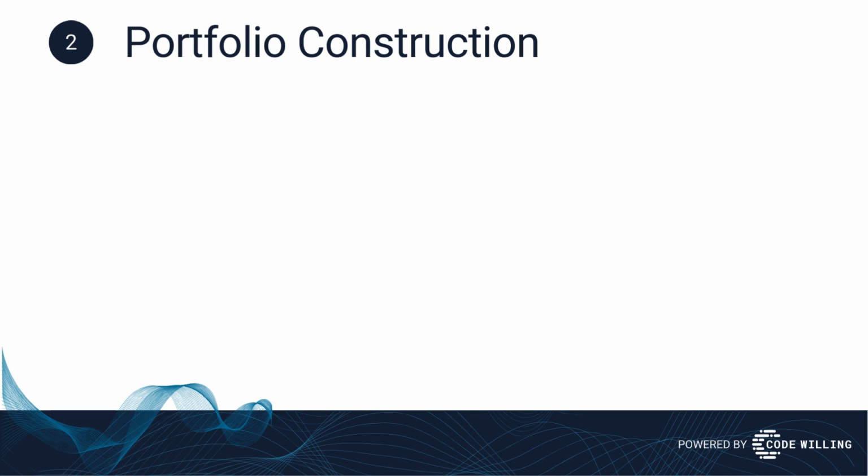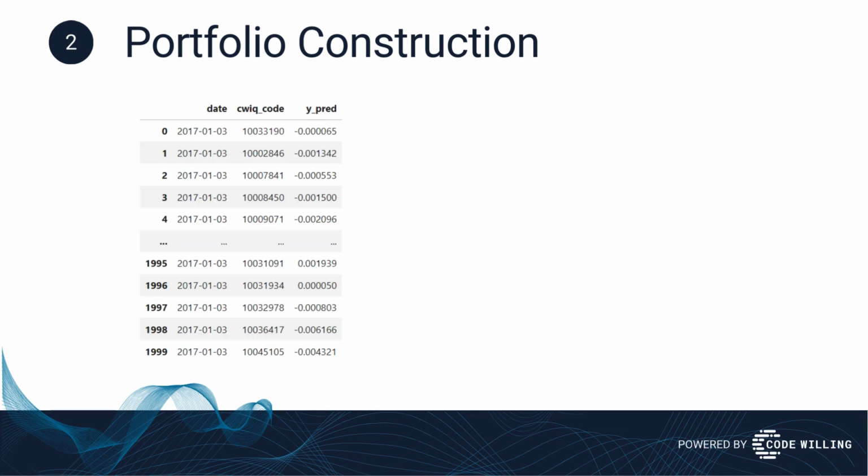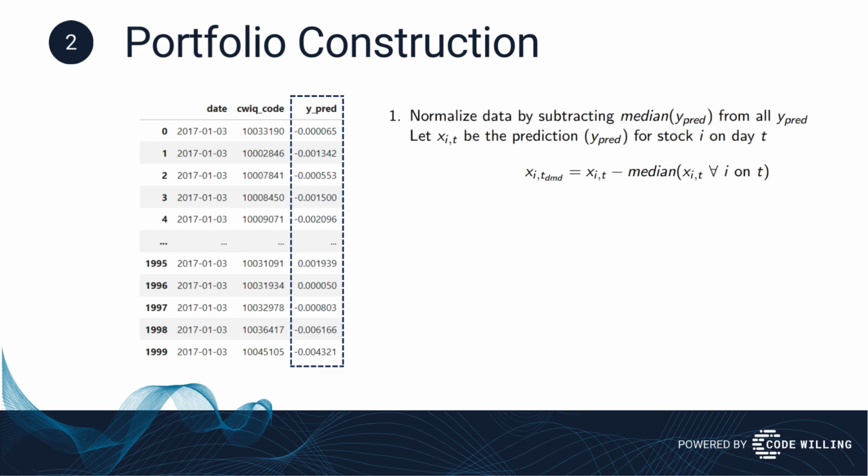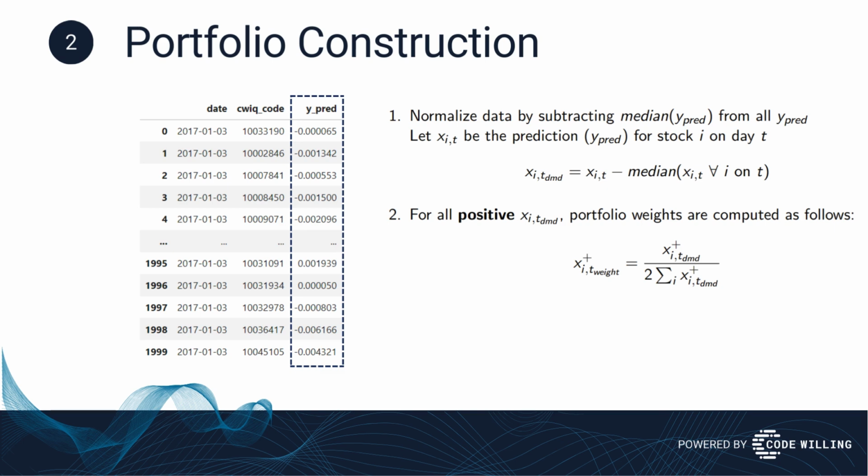Given your model's predictions for all stock i on day t, which in this example is January 3, 2017, first, subtract the median prediction for January 3, 2017 from the Y-preds. Let's call this X sub i,t sub dmd. Now for all positive X sub i,t sub dmd, or those stocks whose predicted return is above the median prediction, the weight assigned to each prediction is just the demedianed prediction divided by 2 times the sum of all the positive X sub i,t sub dmd.